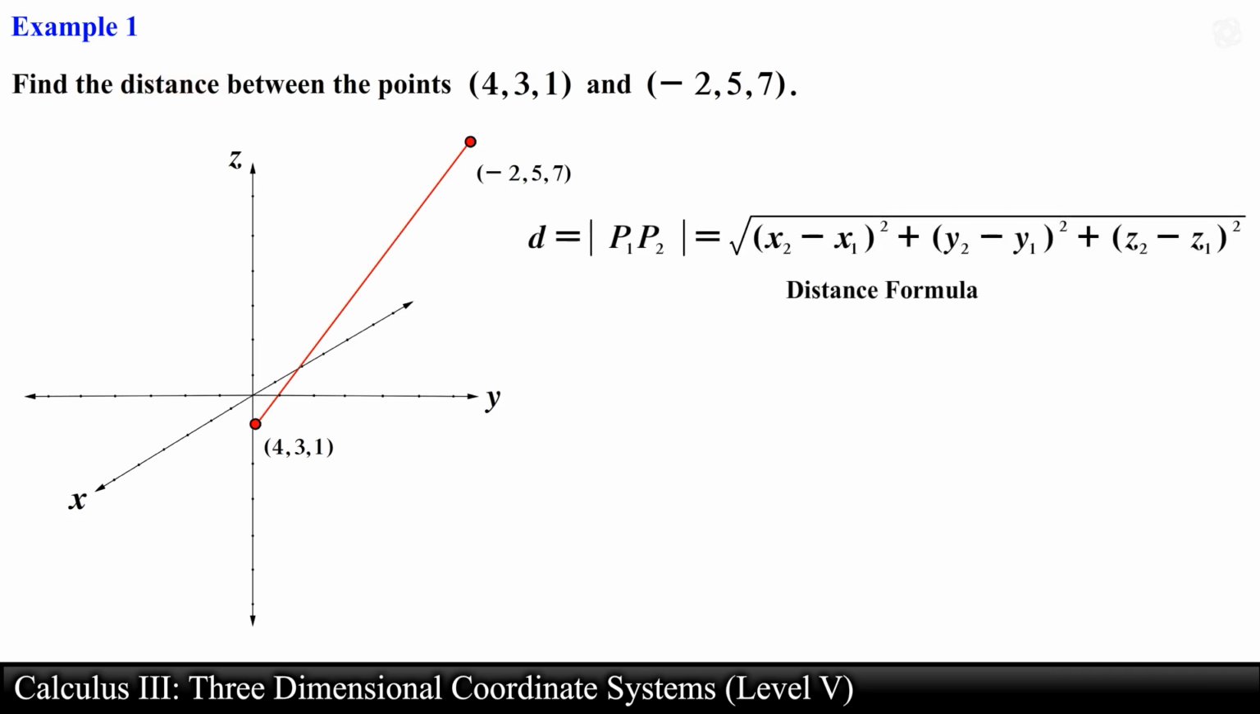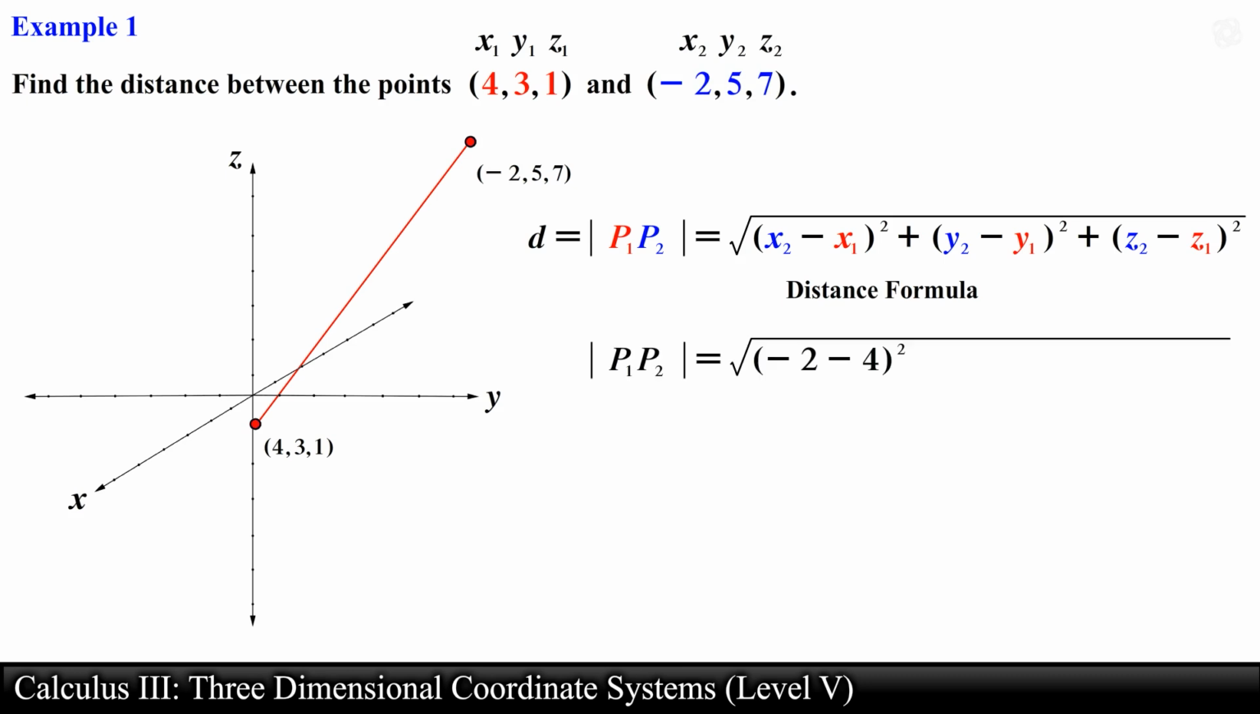A word of caution. The common mistake that many students make is not being consistent with the coordinates of each point. Notice that it's up to you which point you decide to designate as point 1 and which one you designate as point 2. As long as you're consistent, everything will work out. I'm going to designate the point with coordinates (4, 3, 1) as point 1 and designate the point with coordinates (-2, 5, 7) as point 2. This means that the coordinates 4, 3, and 1 are going to represent x1, y1, and z1 respectively. In the same manner, the coordinates -2, 5, and 7 are going to represent x2, y2, and z2 respectively.